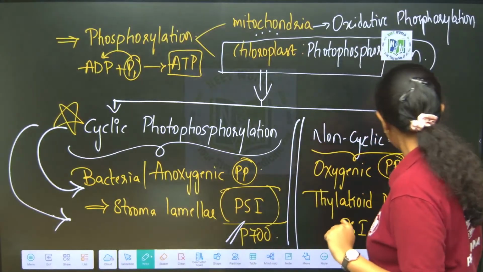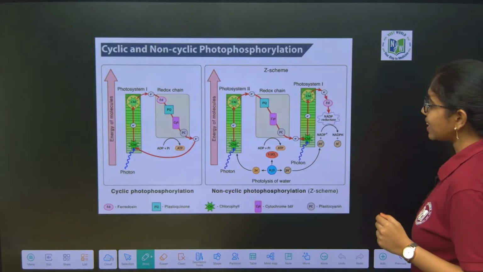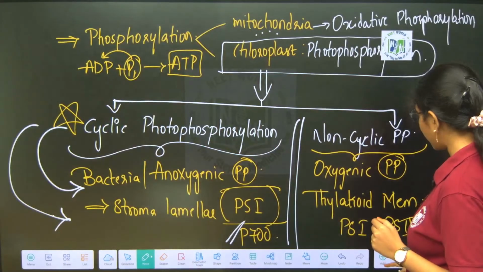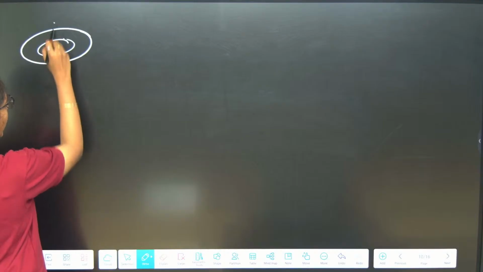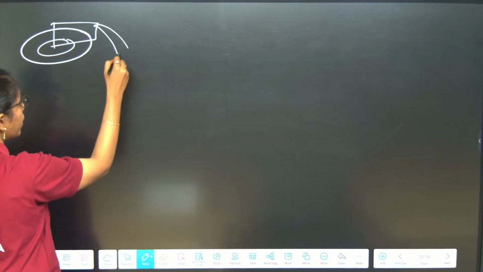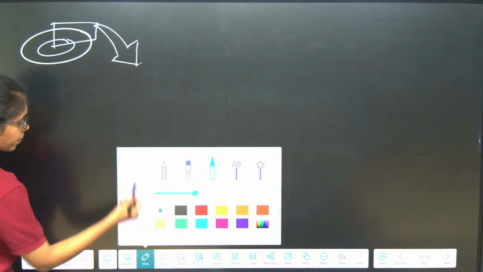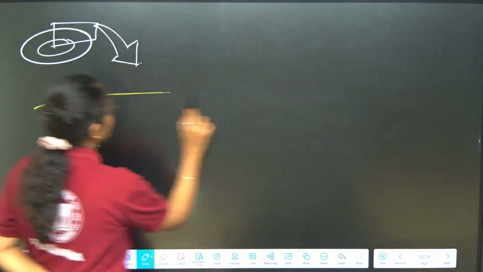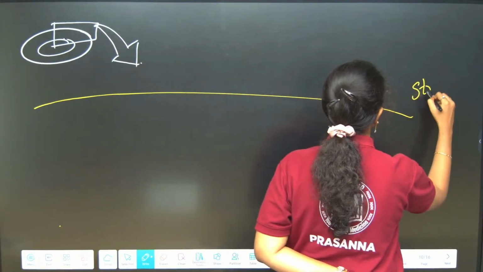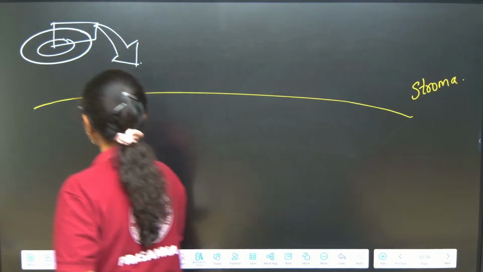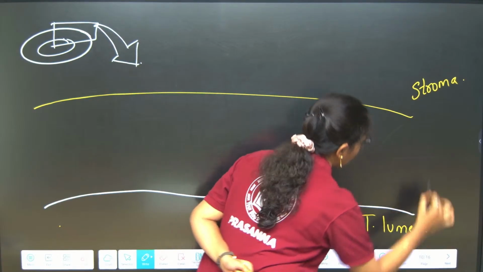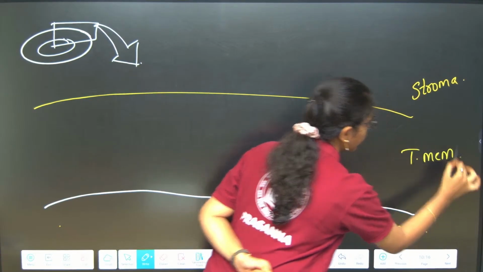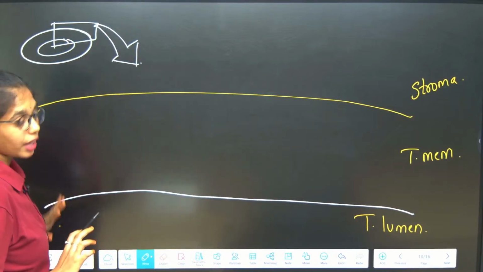Now let us look into the non-cyclic photophosphorylation. First let me explain the non-cyclic photophosphorylation in detail, then we will go with the diagrammatic view. See, assume this as what? Thylakoid membrane again. Let me take this small area over here. So, this part is what? Stroma, and this layer will be what? Thylakoid lumen, and this is the thylakoid membrane.